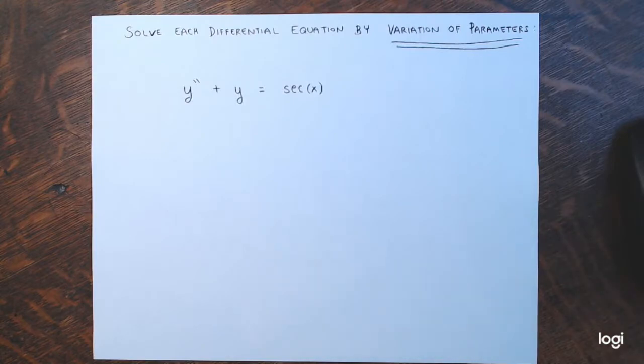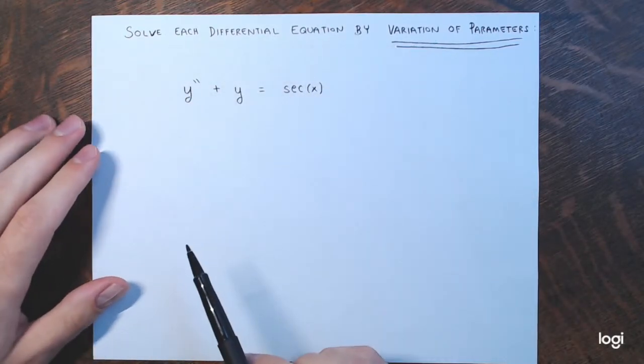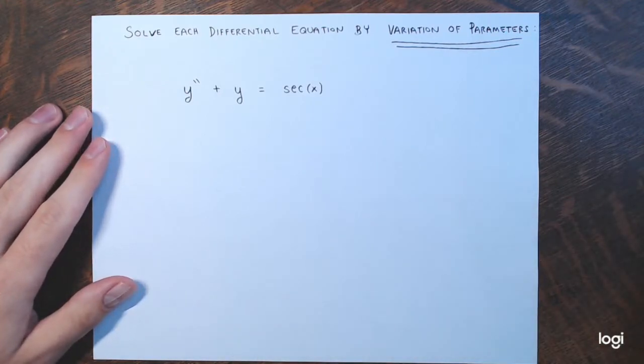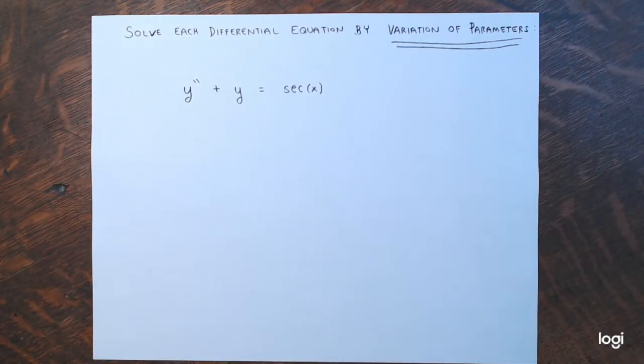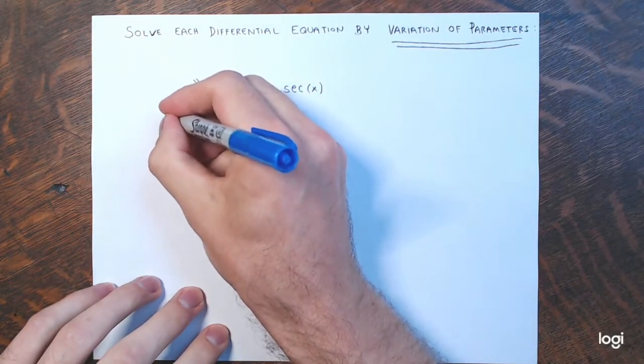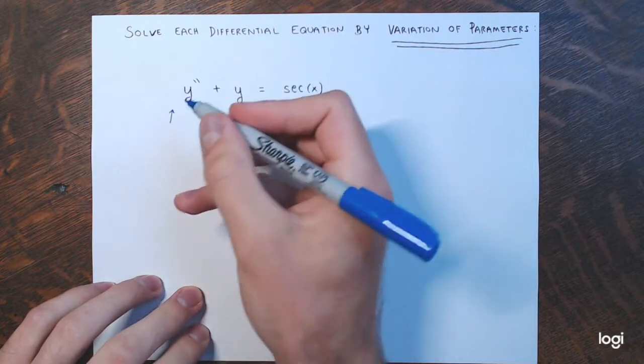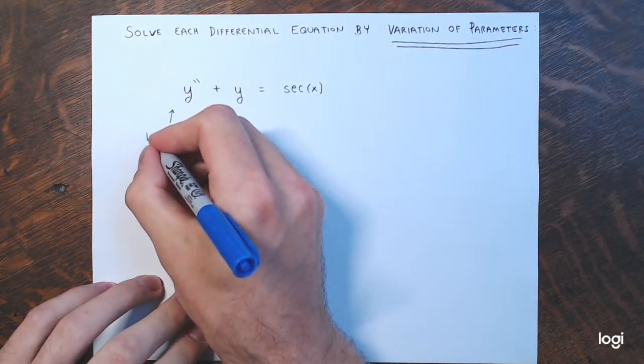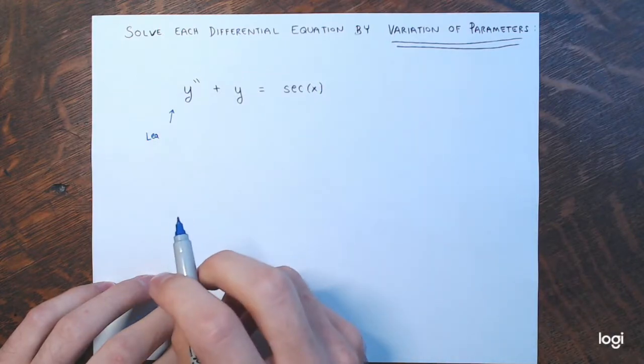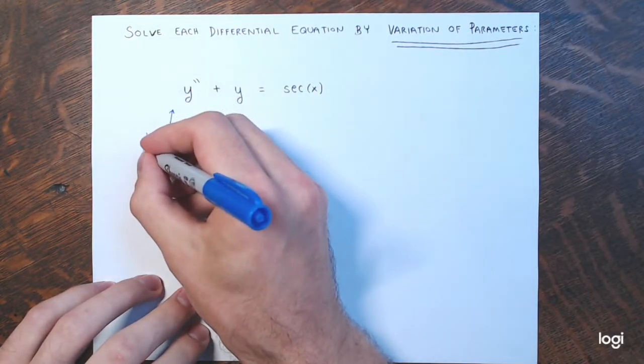Alright, so this example and all 3 examples that I have in this video, I'm asked to solve the differential equation by variation of parameters. Alright, so first, in order to perform this variation of parameters procedure, I'm going to get my differential equation into what's known as standard form. So basically, where the coefficient on the highest order derivative is 1, I'll call it the lead coefficient here.